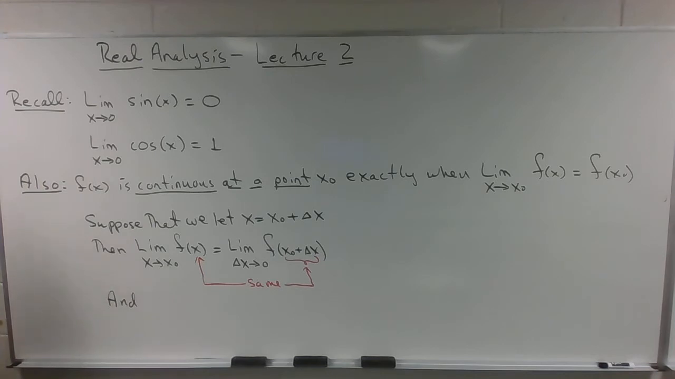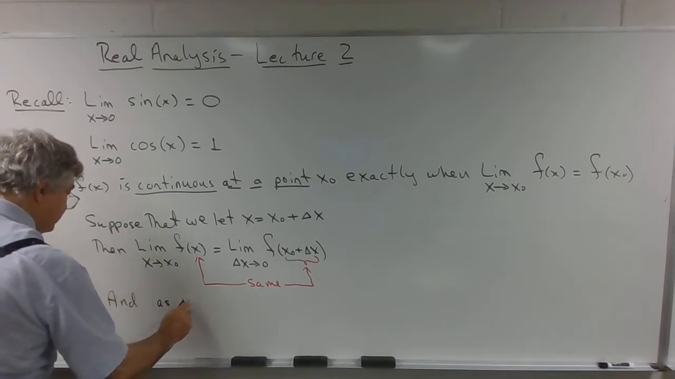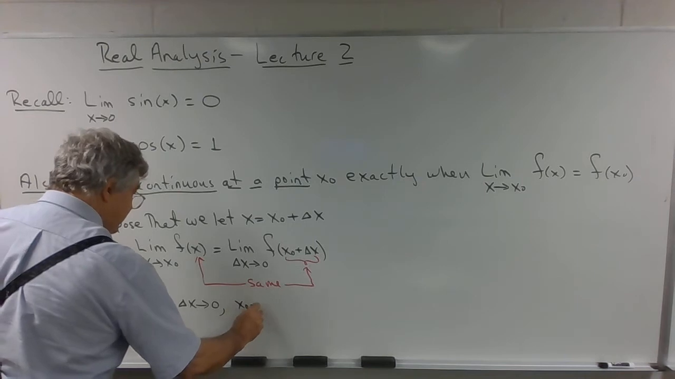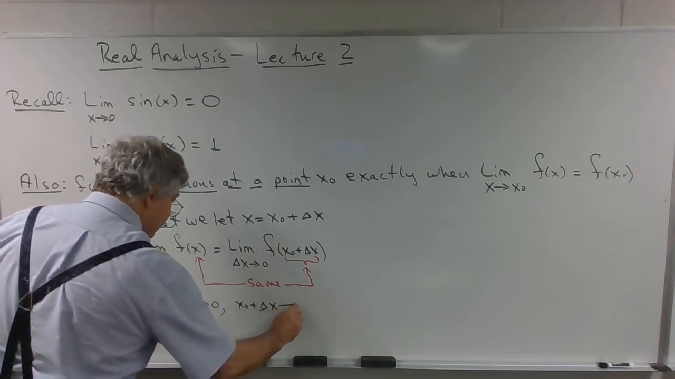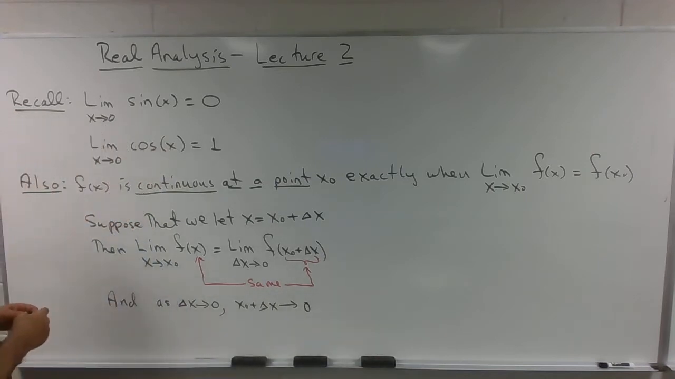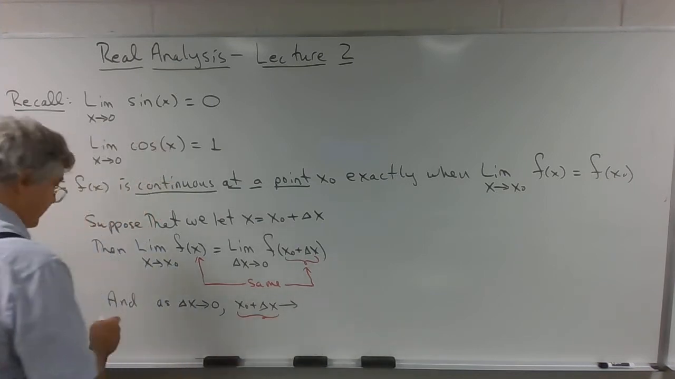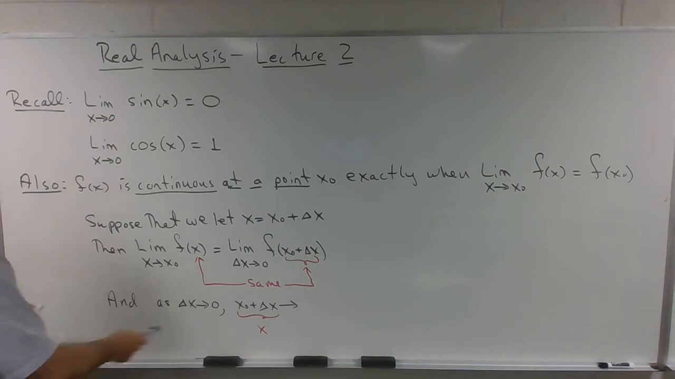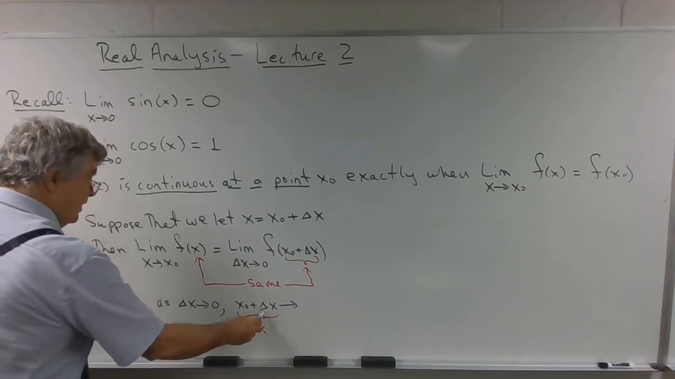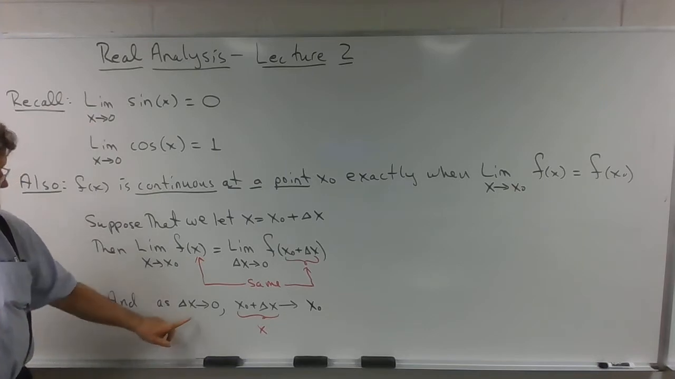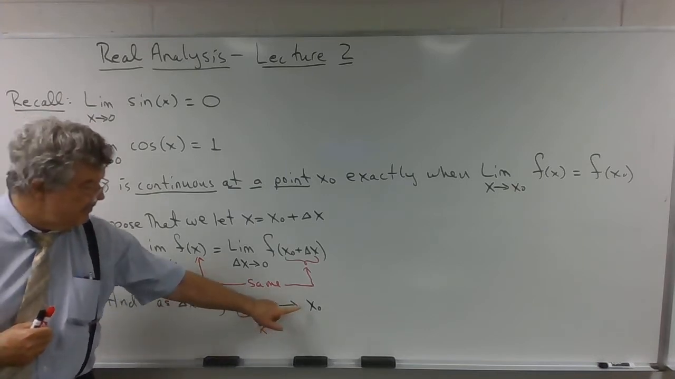And as delta x goes to 0, x naught plus delta x goes to 0. Let's see, is that really true? No, I don't think so. As delta x goes to 0, x naught plus delta x is going to go to x naught. So as delta x goes to 0, x goes to x naught.